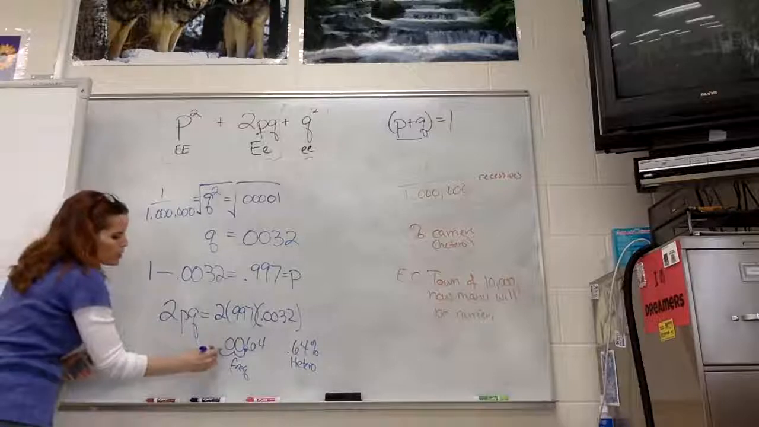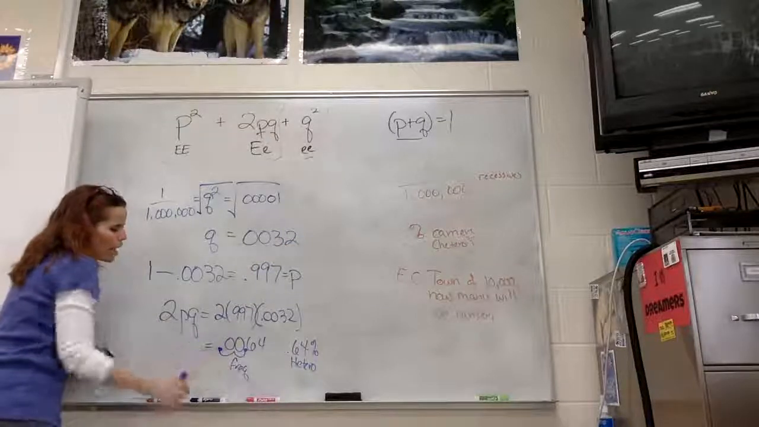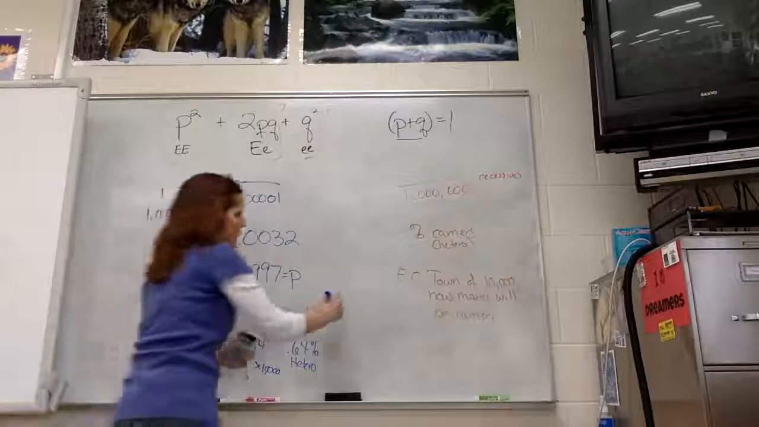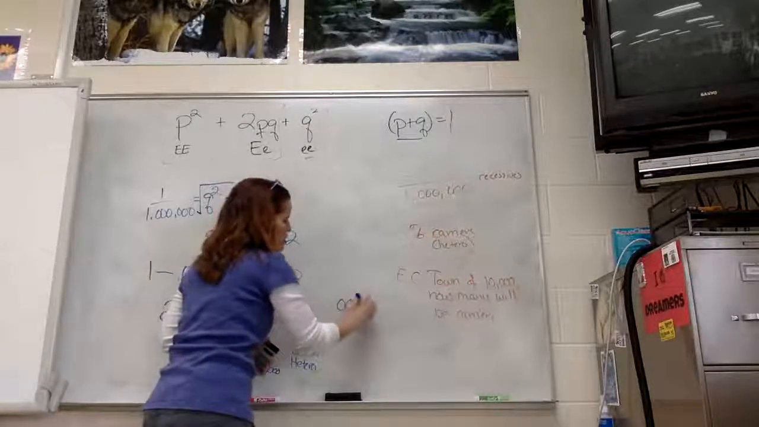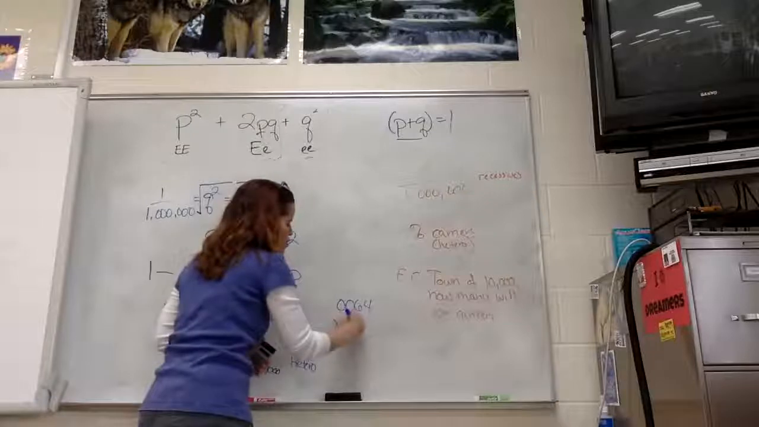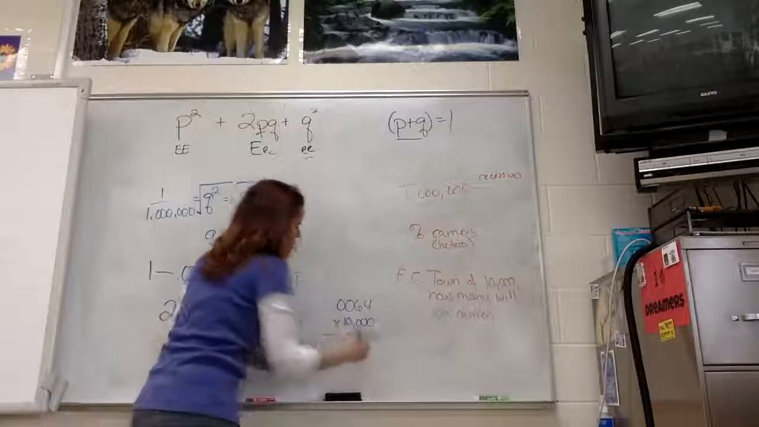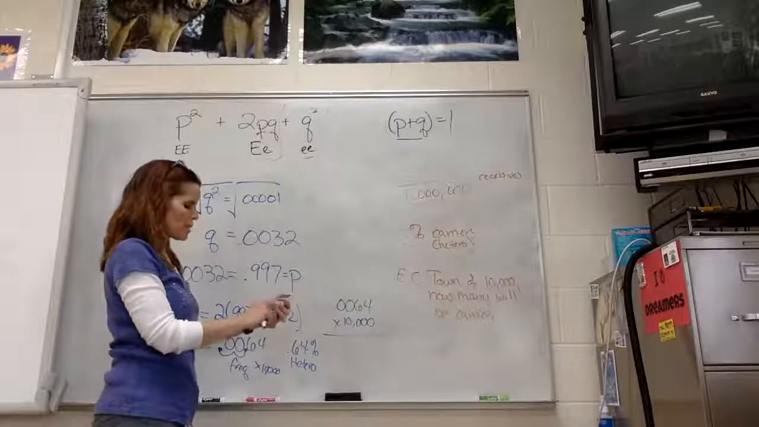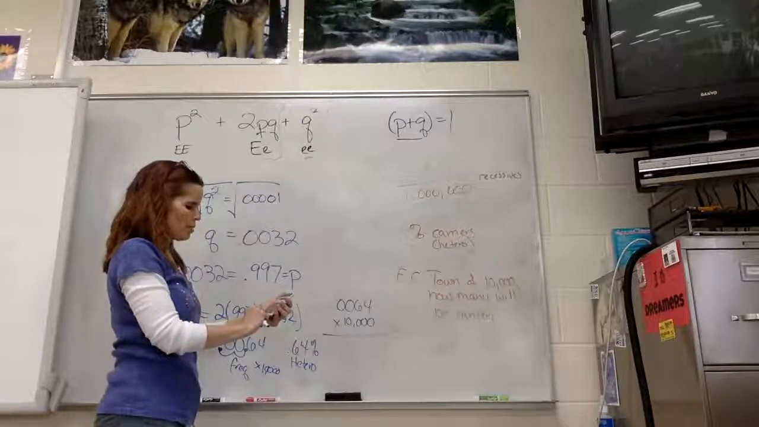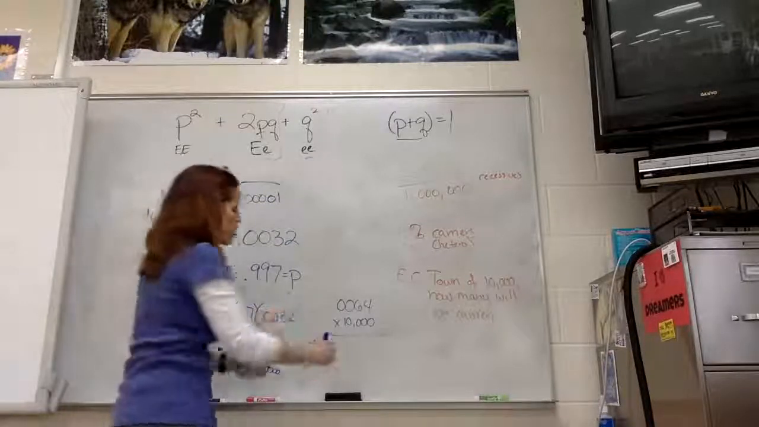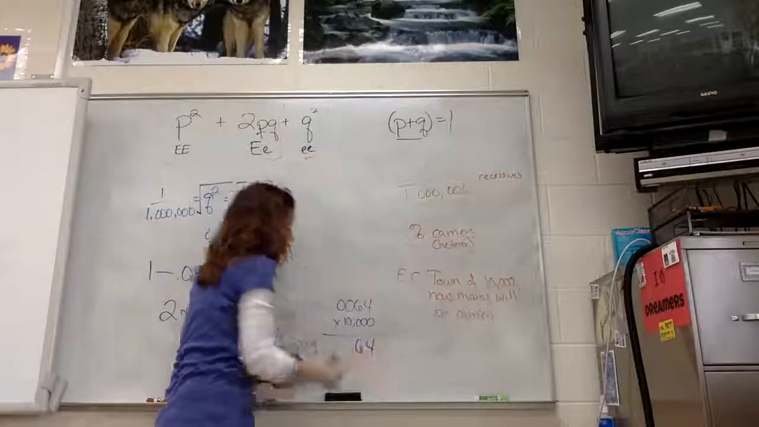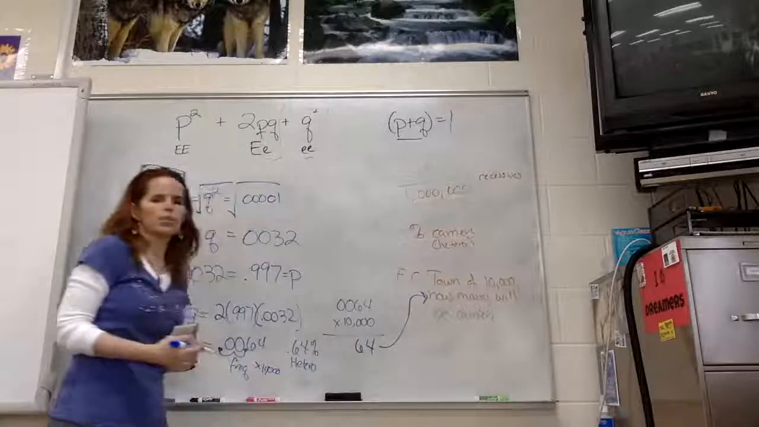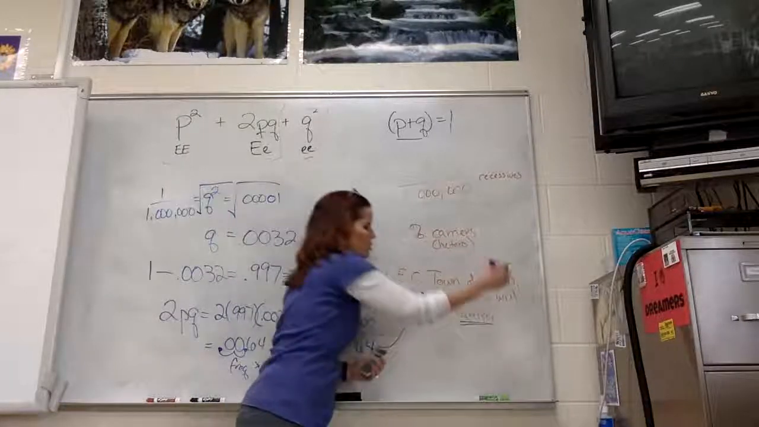Now to figure out how many that is in a population of 10,000, we take this original number, the frequency, and multiply it by 10,000. So I'll do that right here. 0.0064 times the population of 10,000 equals 64. You would have 64 individuals in a town of 10,000 that would be the heterozygotes, the carriers.